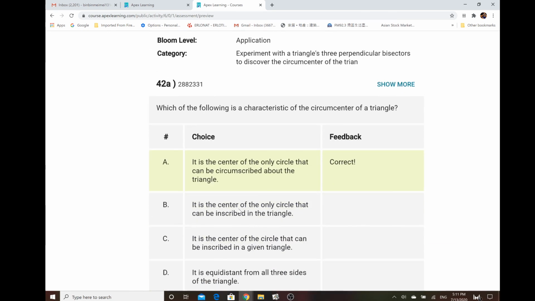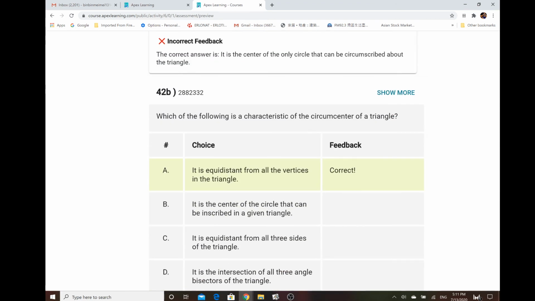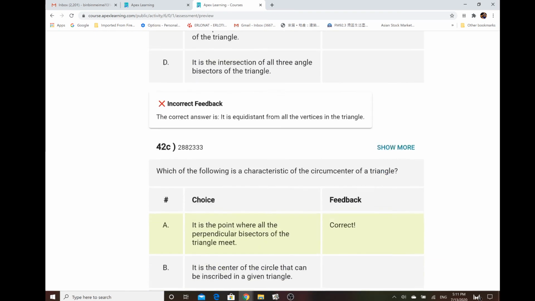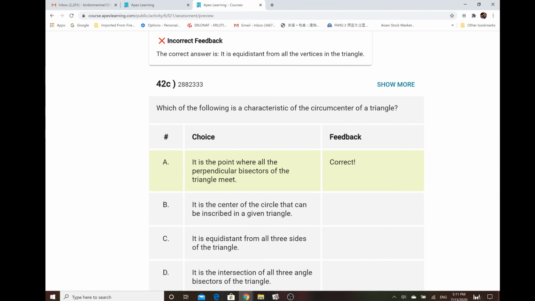And then which of the following is the characteristic of the circumcenter of a triangle? That's just the center of the circle that can be circumscribed about the triangle. It's equidistant from all vertices of the triangle. If that's a circumcenter, it's always formed by the three perpendicular bisectors of a triangle.